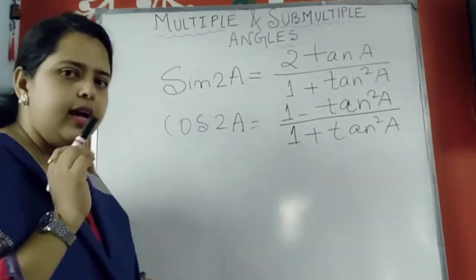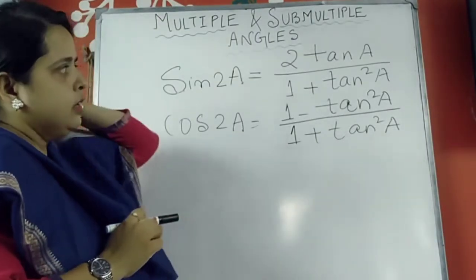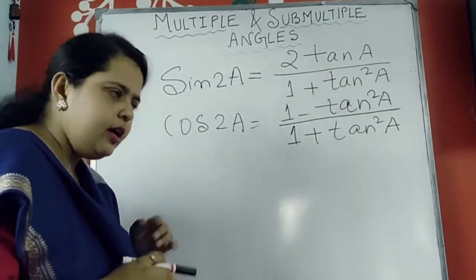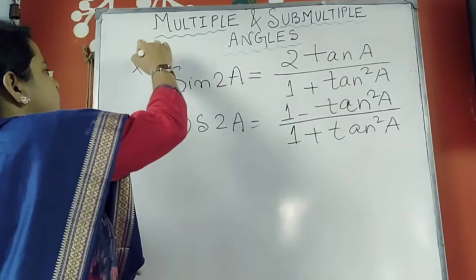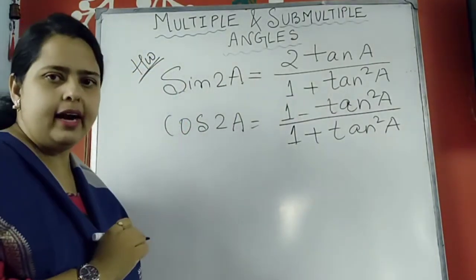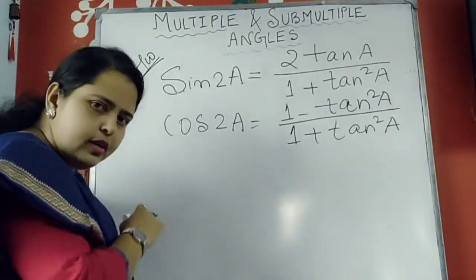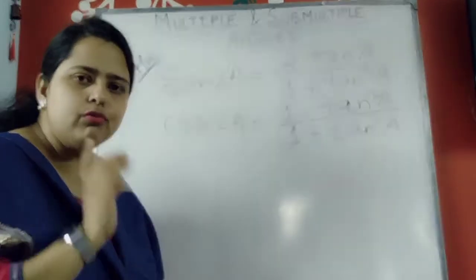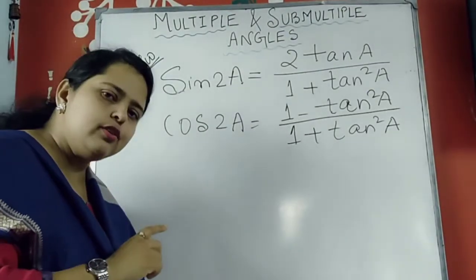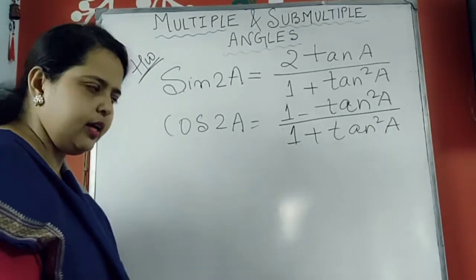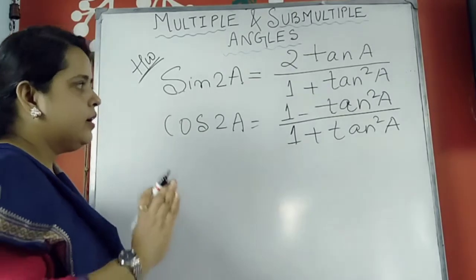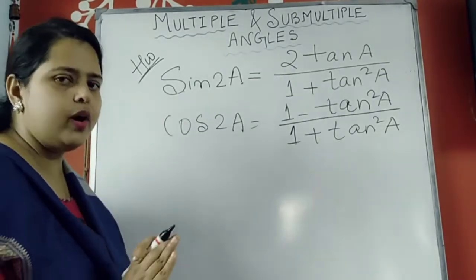Students, I would like you to derive this formula on your own. This is the homework I am giving you. All of you try it. You can come from RHS to LHS also, and you can start from sin 2A as 2 sin A cos A. There also you can substitute and get the value. Now see, cos 2A is 1 minus tan square A by 1 plus tan square A.